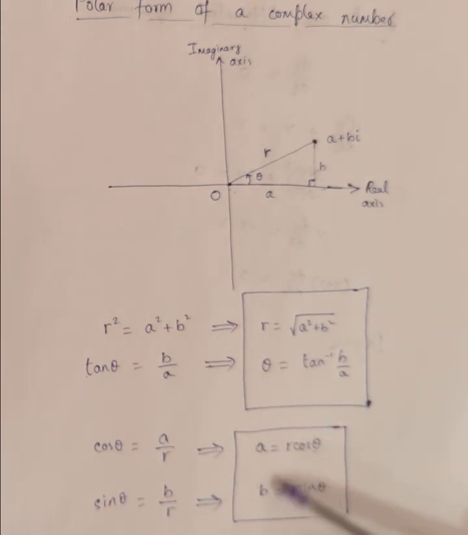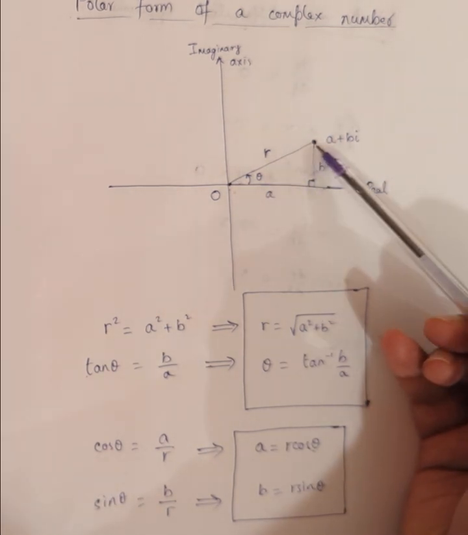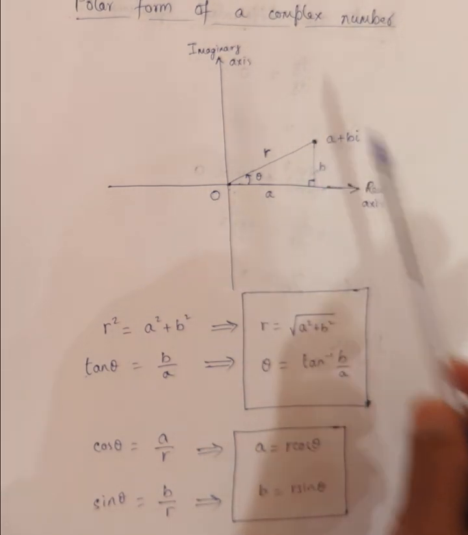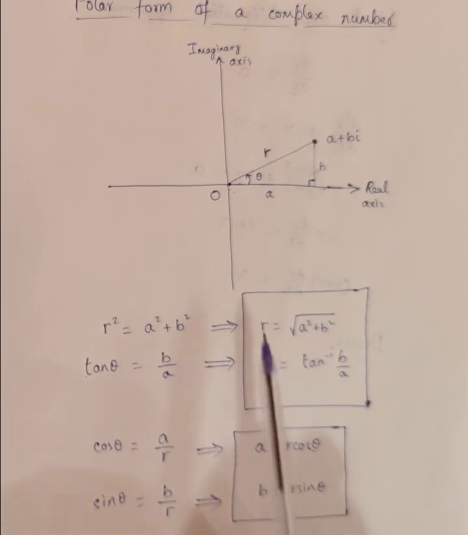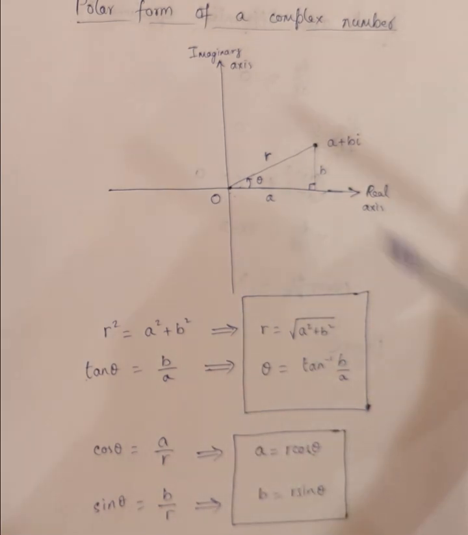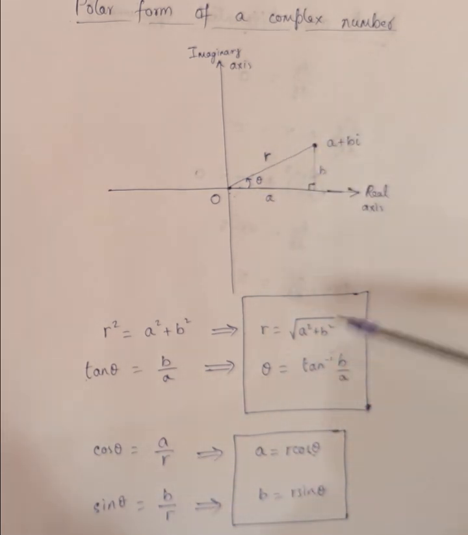Now this idea is used in physics, for example. If this represents a force, an inclined force, and you're trying to split it into horizontal and vertical components, then you see that the horizontal component is r times cos theta and the vertical component is r times sin theta. So that's one reason why we want to have both polar and rectangular forms of a complex number.